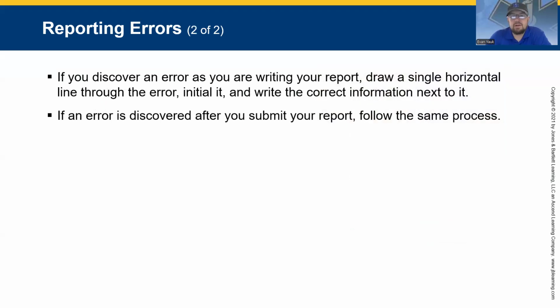You just need to let your supervisor know. If you discover an error as you're writing your report, draw a single horizontal line through it and initial it. Okay. If an error is discovered after you submit a report, follow the same process. Or you just let your supervisor know because everything's electronic now. Sometimes they have to go back and actually unlock it because once you lock it, you can't get back into it.